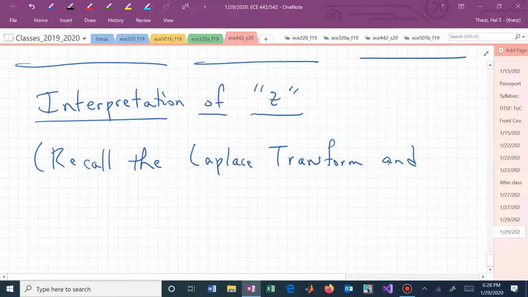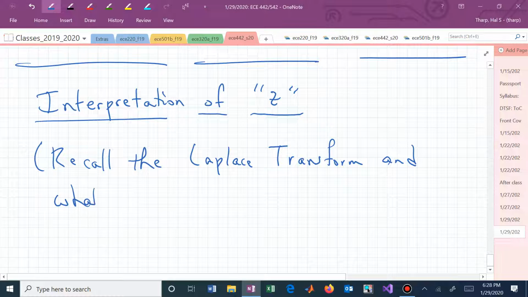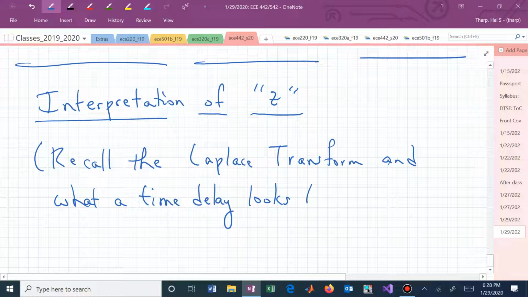And in fact, the Laplace transform of a delay. So let's recall the Laplace transform and what a time delay looks like in the S domain.